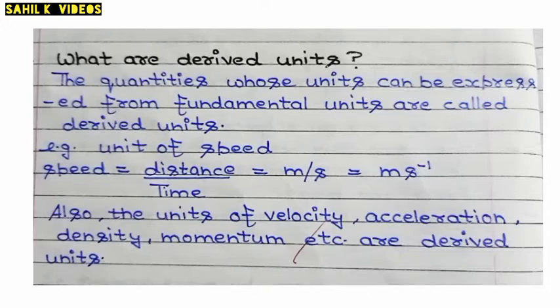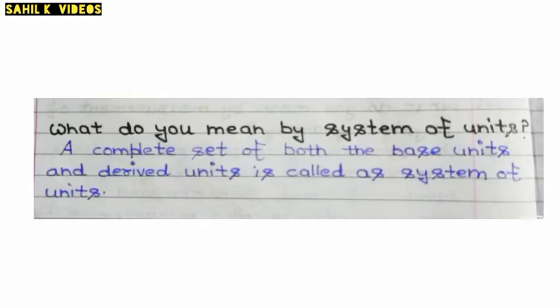For example, speed. The formula of speed is distance over time. We can measure distance in meters and time in seconds. Meter is a unit of length, which is a fundamental unit, and second is a unit of time, which also is a fundamental unit. So we can write that derived units are those units which can be derived from the fundamental units. Now the next topic is system of units.